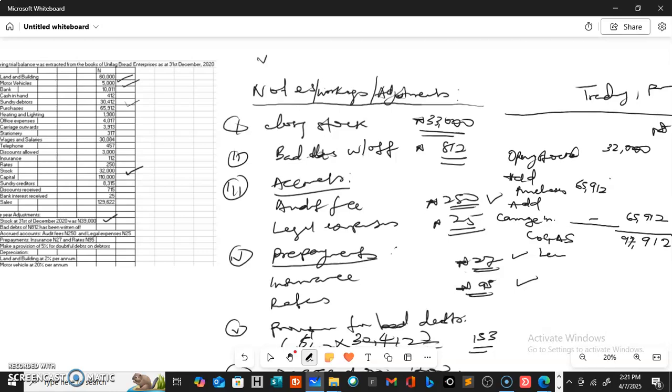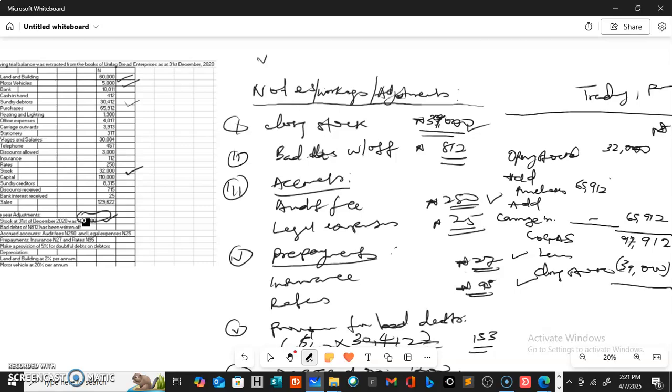Okay, so let's go ahead and less closing stock. The closing stock is 33,000. Is it 33 or 39,000? Let me check that again. The closing stock is 39,000. This is an error. It should be 39,000. You can see that here. So closing stock is 39,000. So please don't make mistakes.